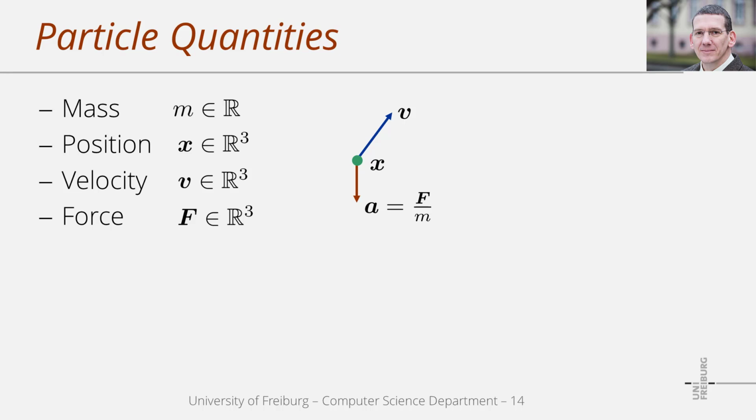Then we also have a force F that acts at a particle. In addition to the force, we alternatively consider the acceleration a at a particle, which is force divided by mass. It depends on the context whether we work with force or with acceleration. In the context of the particle motion, it is often slightly more convenient to work with the acceleration, as we will see on the next slides.